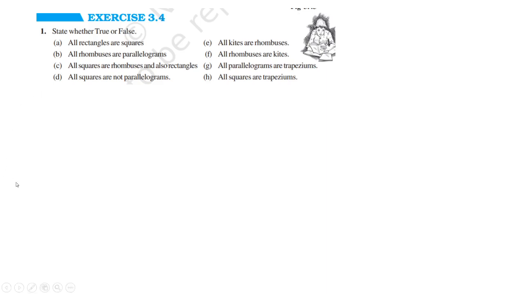So, to solve this exercise, we need to know the properties of quadrilaterals. On the basis of the properties of quadrilaterals, we are going to solve this exercise. First of all, we should know what we have learned about quadrilaterals in this chapter.